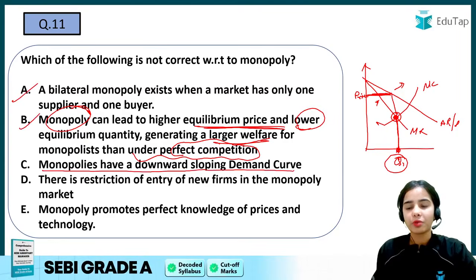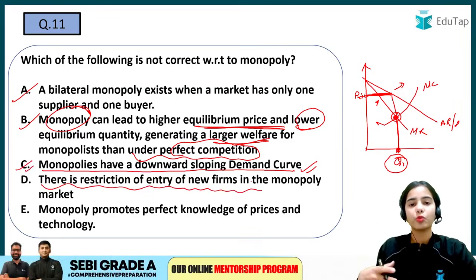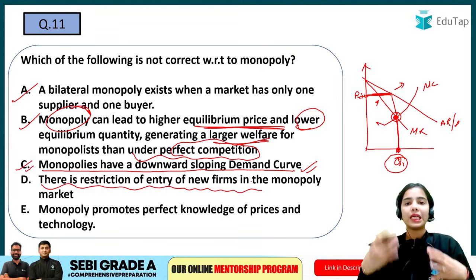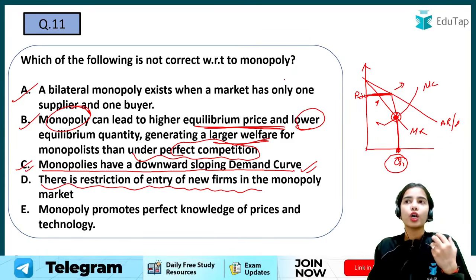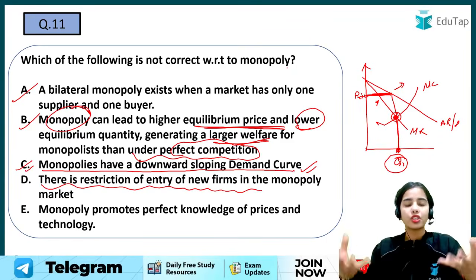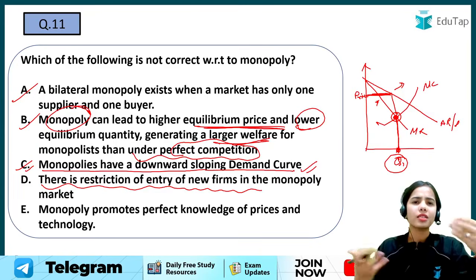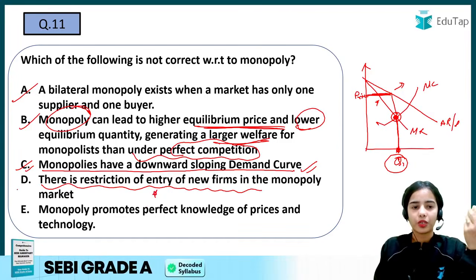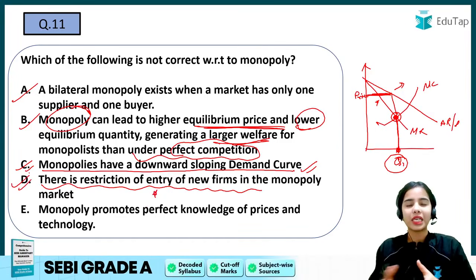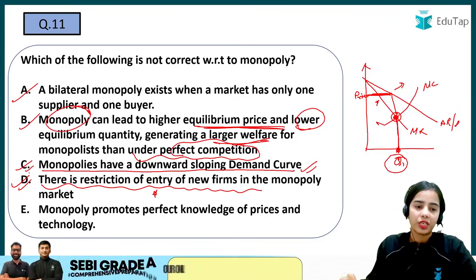Monopolies have a downward sloping demand curve. Yes, the monopolist has a downward sloping demand curve. There is a restriction of entry of new firms in the monopoly market. In the monopoly, a firm has got the monopoly, either the natural monopoly through natural restrictions, or through legal barriers, or through the large investment that is required in this particular segment. So there can be any restriction that can stop new firms from entering the monopoly market. Yes, there are barriers to entry. It can be legal barriers, natural barriers, or barriers through investment.